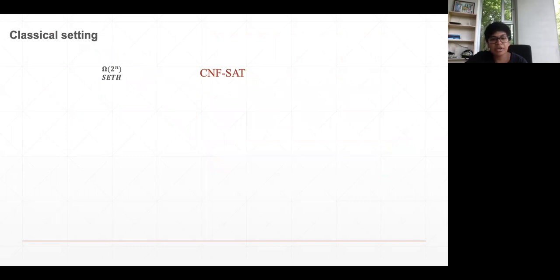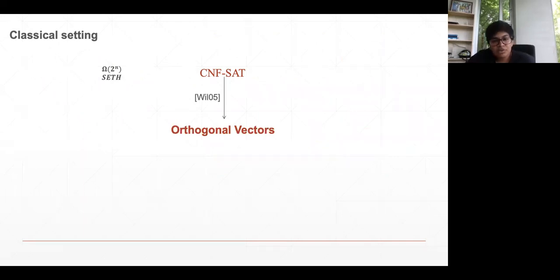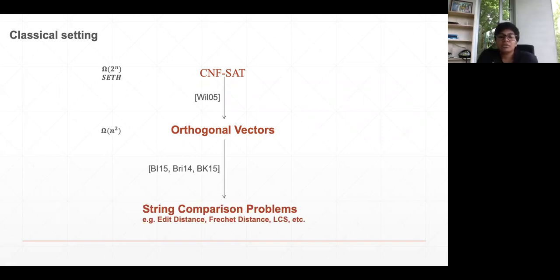Let me give an example of one of these starting reductions. The first reduction from CNF-SAT to a polynomial problem was given by Ryan Williams in 2005, where he reduced the CNF-SAT problem to something called the orthogonal vectors problem, giving a quadratic lower bound based on SETH. This orthogonal vectors problem became a central problem in giving reductions to string comparison problems like edit distance, Fréchet distance, and LCS, also giving an n squared lower bound for these problems. The nice part was that all this was tight. SETH gave the explanatory power as to why people were not able to find subquadratic algorithms for orthogonal vectors or string comparison problems.